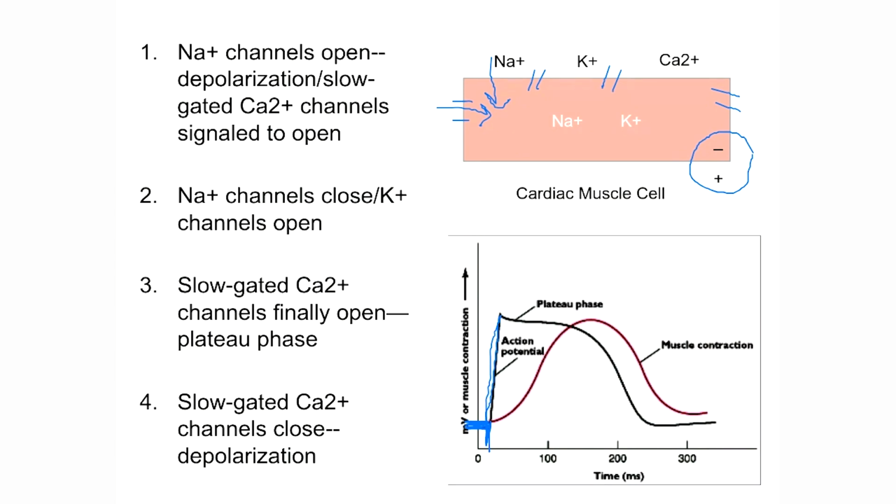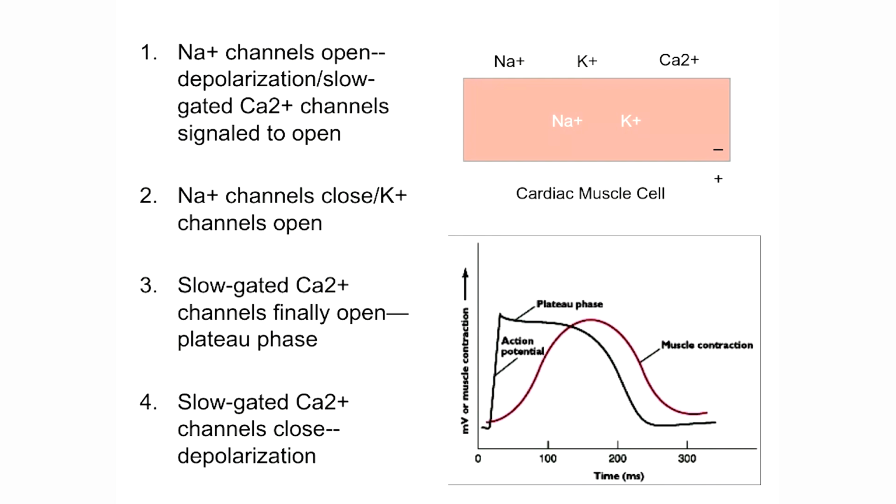The calcium channels also found in cardiac muscle cell membranes are what are known as slow-gated. These slow-gated channels get the signal to open at the same time as the sodium channels. The sodium channels, upon getting that signal, just pop open and start letting sodium rush in. The calcium channels are much slower. Once they receive that signal, they start to very, very slowly open. And what we see is that the sodium channels close, and then we get potassium channels opening.